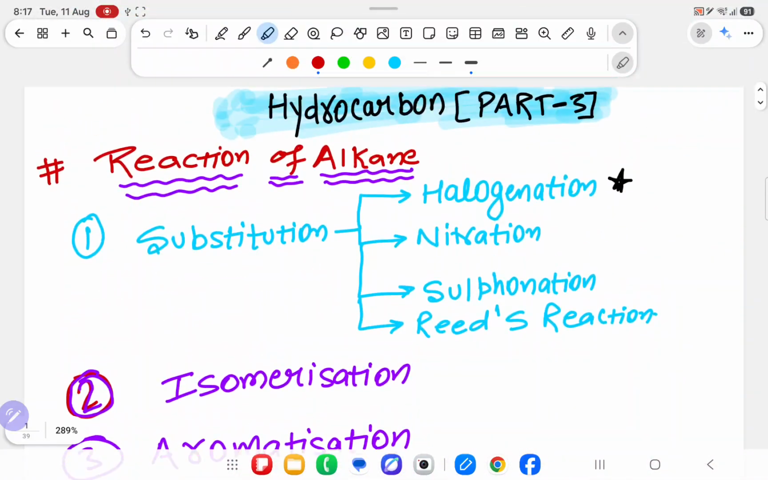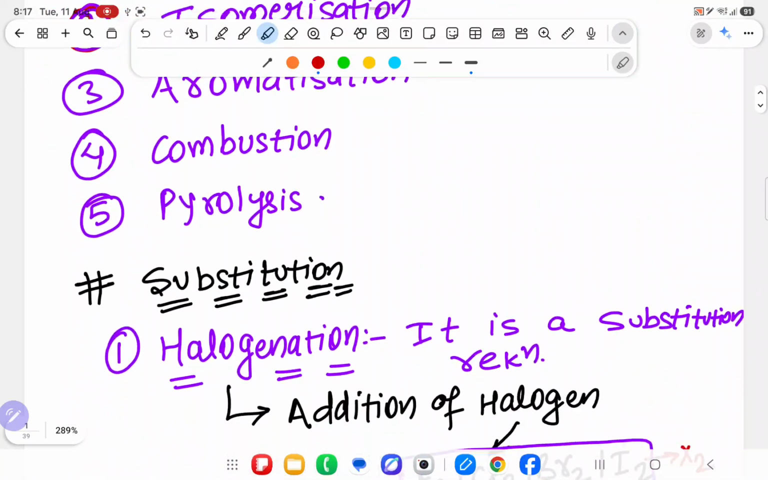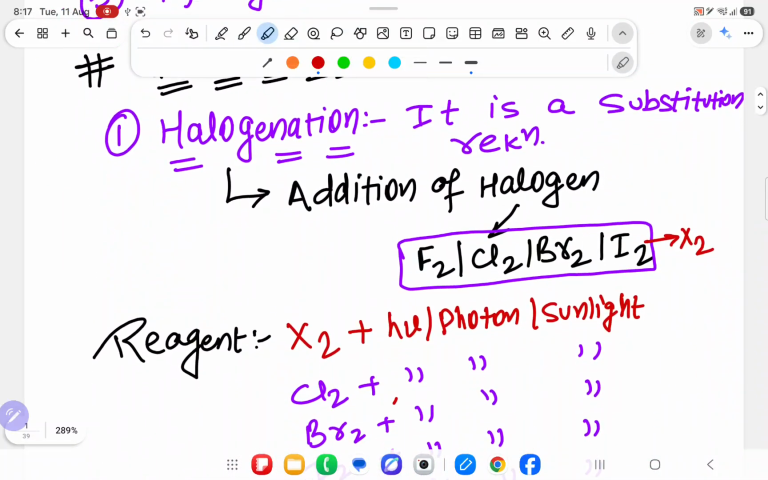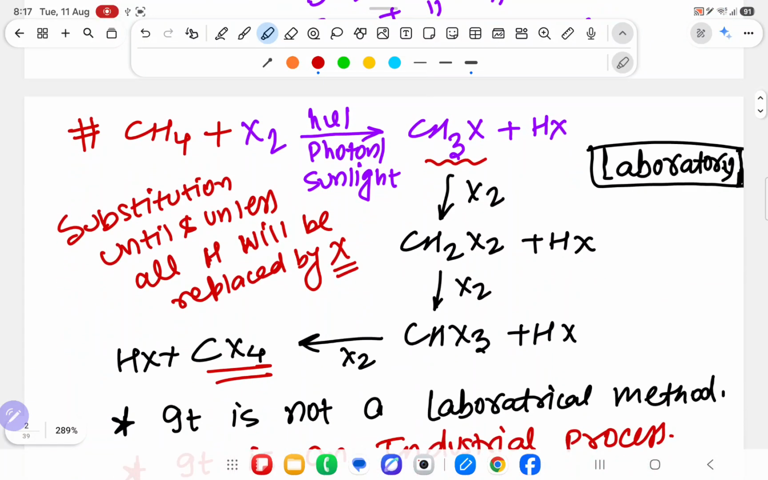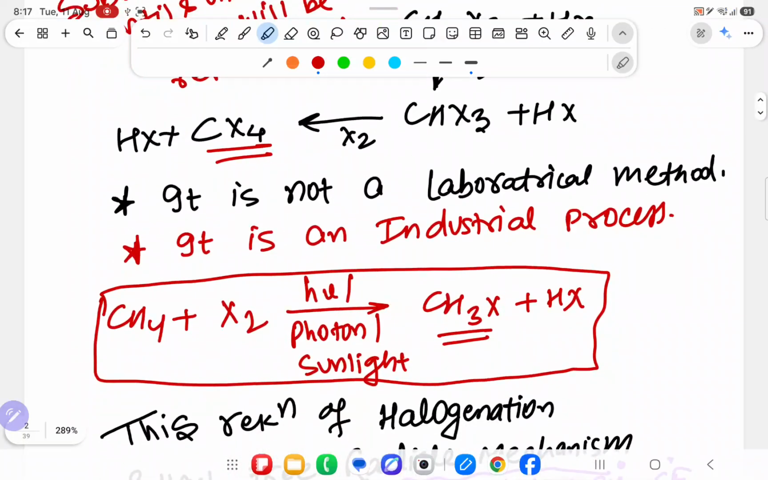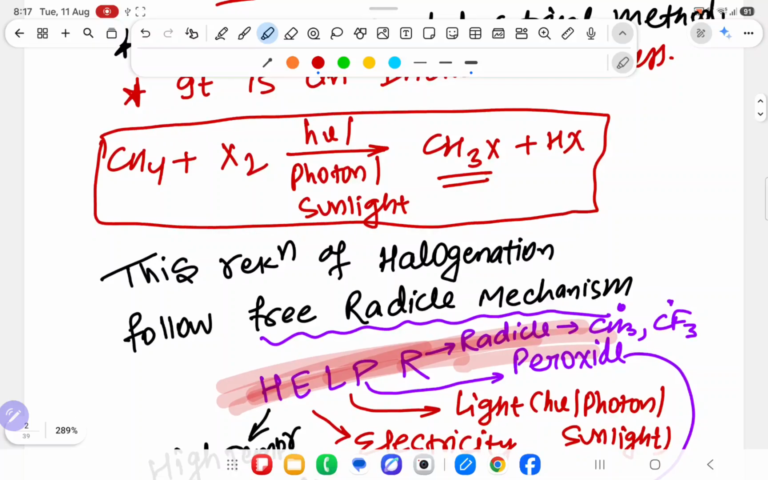Understood up to this? What I am dictating, nothing extra. These are the topics I am going to cover. Substitution, addition of halogen, halogenation. X2 if you do in the laboratory, it will remove all hydrogen and try to produce up to where all the hydrogen will not go and halogen will not come. Up to that the reaction is going on. Over here if you have to stop this reaction, you have to go into the industry. So it is the industrial method.